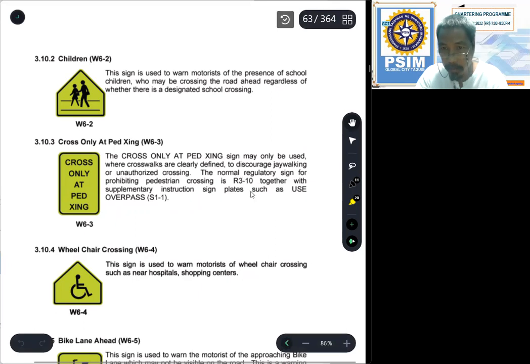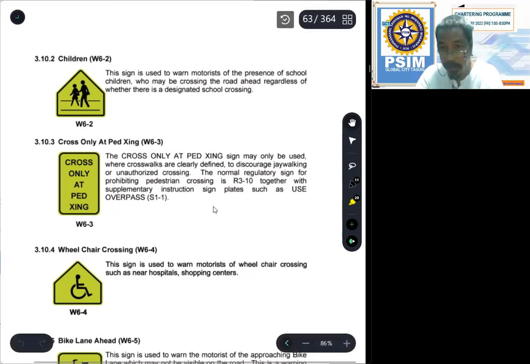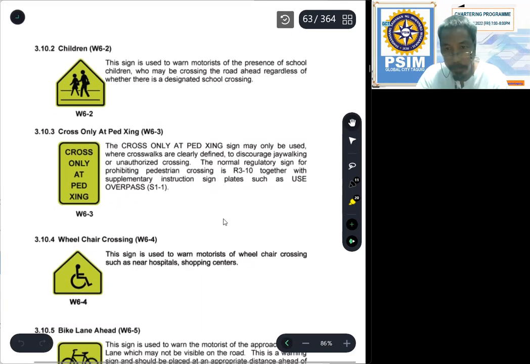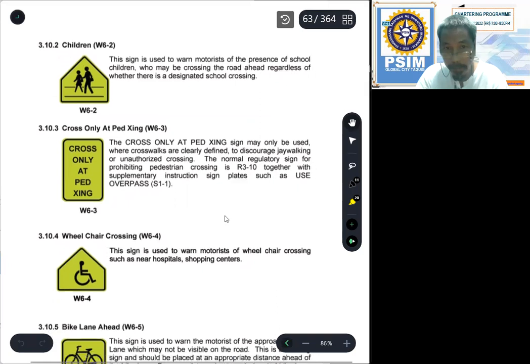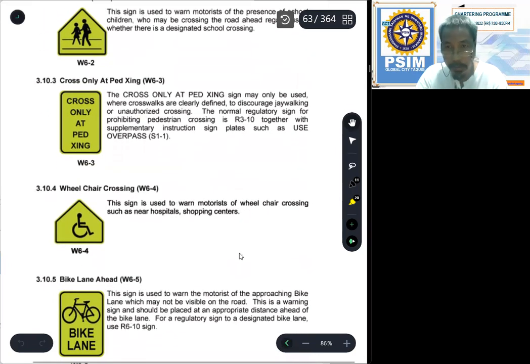The normal regulatory sign for prohibiting pedestrian crossing is R3-10. The regulatory symbol R3-10 is used together with supplementary instruction sign plates such as use overpass. That is the normal. Cross only at pedestrian crossing.